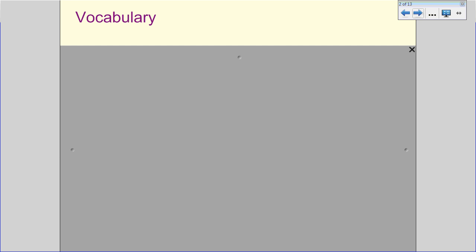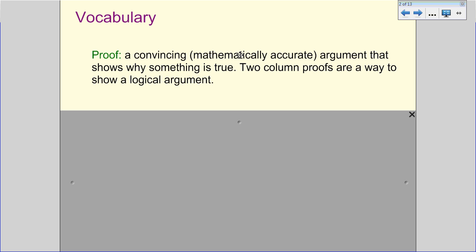All right, so let's take a look at our first vocabulary. We're going to introduce you to proofs today. A proof is a convincing but mathematically accurate argument that shows why something is true. Two-column proofs are a way to show a logical argument. You're going to try to convince someone that two things are congruent, two things are equal to each other, but you have to use logical statements, and they have to be mathematically correct. We're going to learn how to go through that flow of the logic, what we need to start with, where we're going to finish, and what those statements in between need to look like. So we'll take a look at these two-column proofs.